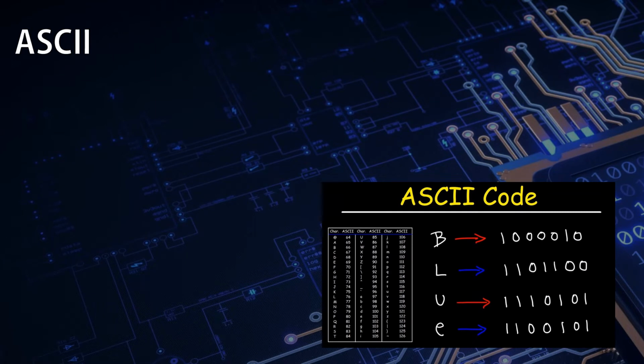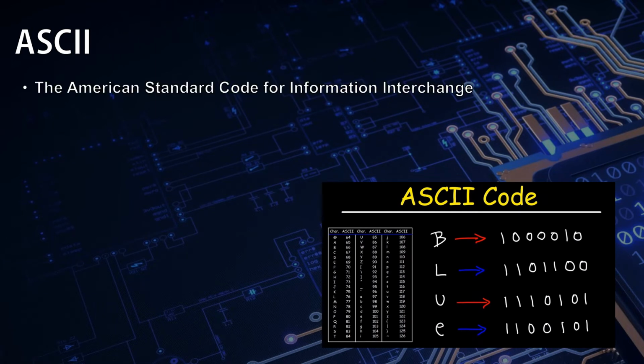ASCII stands for the American Standard Code for Information Interchange. It was initially 7 bits, meaning it could do 128 characters, but was expanded to 8 bits so it could do 256 characters later on.